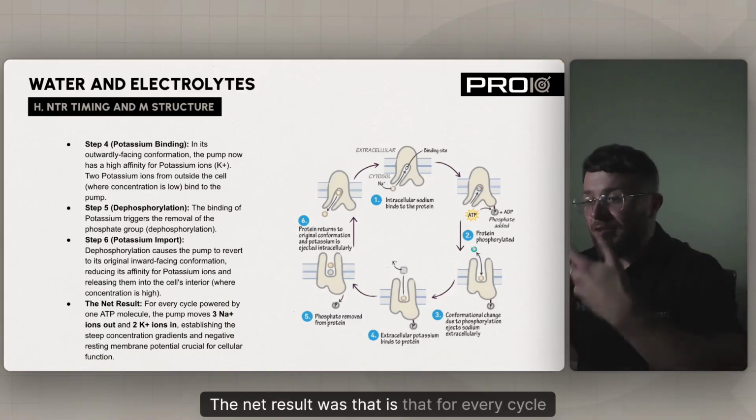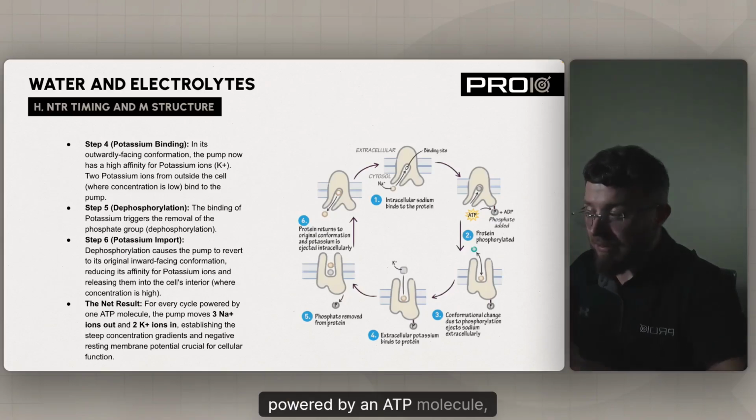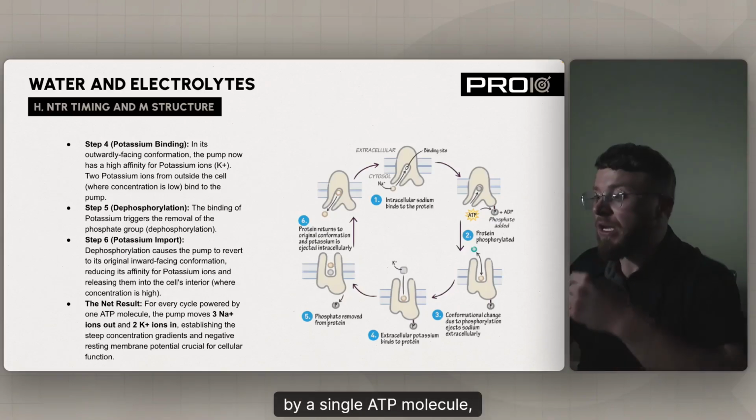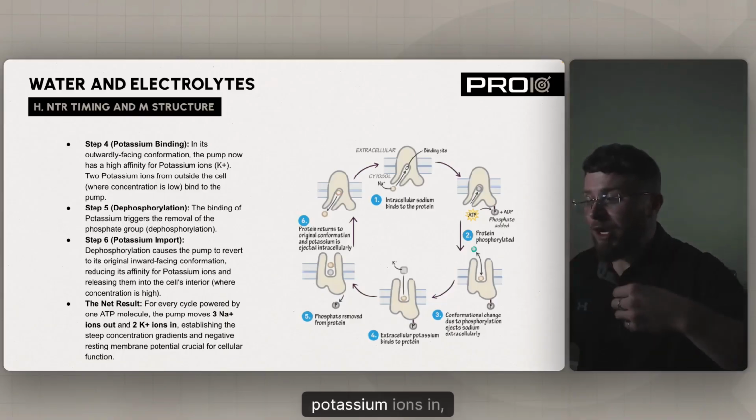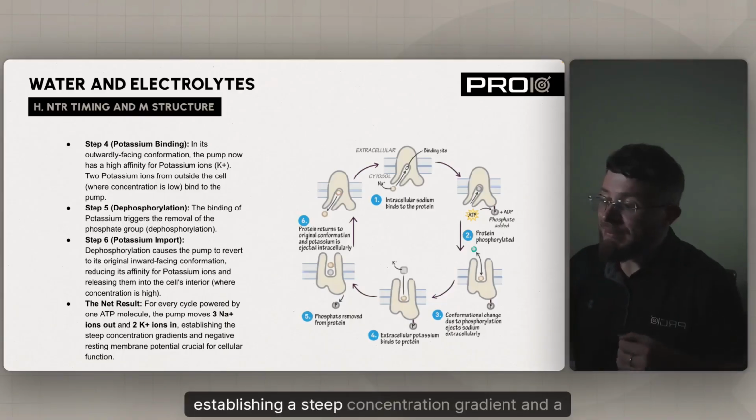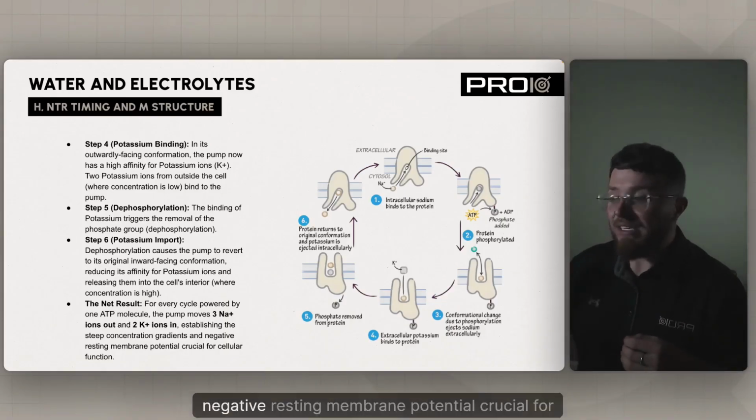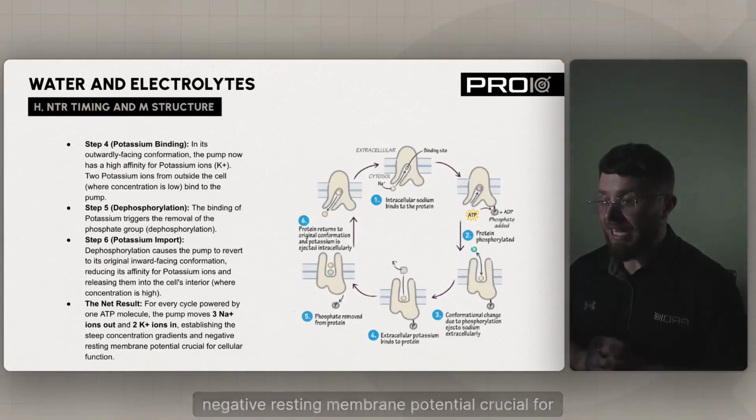The net result is that for every cycle powered by an ATP molecule, by a single ATP molecule, the pump moves 3 sodium ions out and 2 potassium ions in, establishing a steep concentration gradient and a negative resting membrane potential crucial for cellular function.